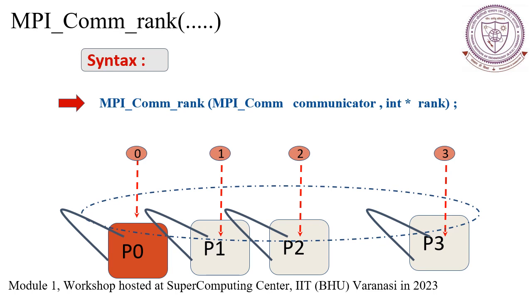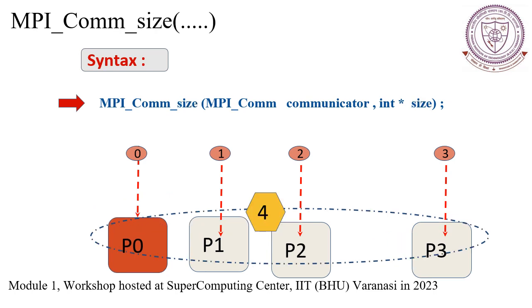The MPI_Comm_rank function returns the rank of the current process in the communicator. The rank is stored in the integer variable that is passed to the function as an output parameter. The MPI_Comm_rank function is an important function for writing MPI programs. It can be used to write programs that assign different tasks to different processes, or programs that collect data from all processes.